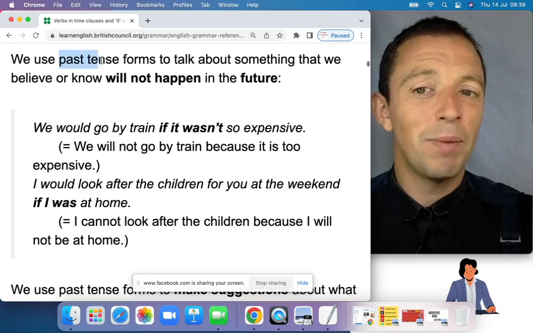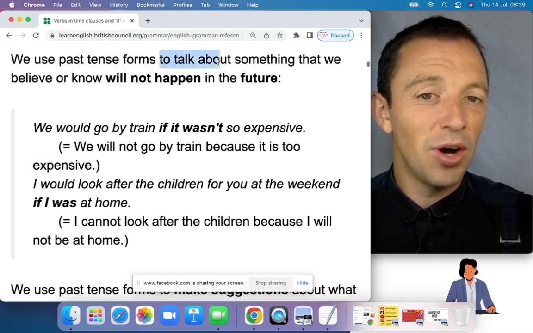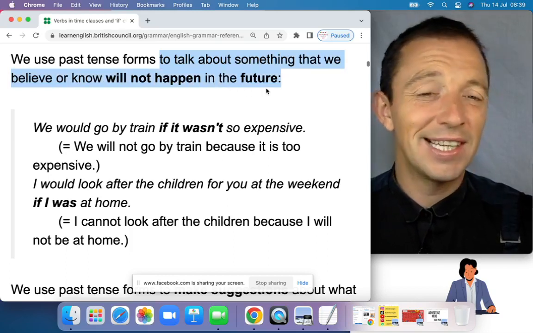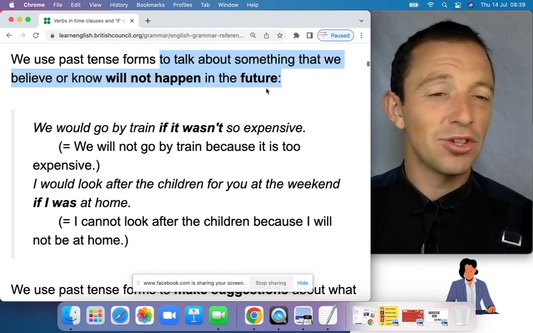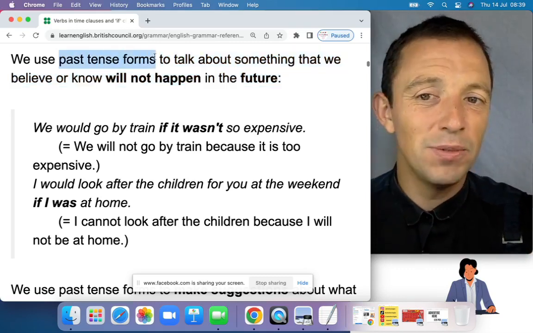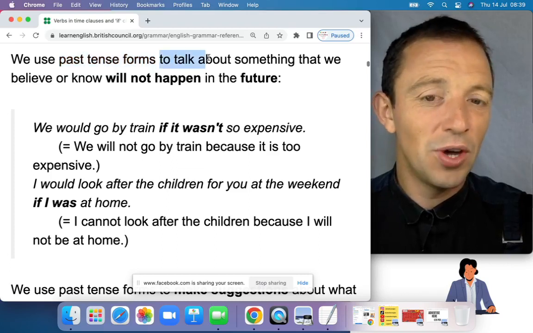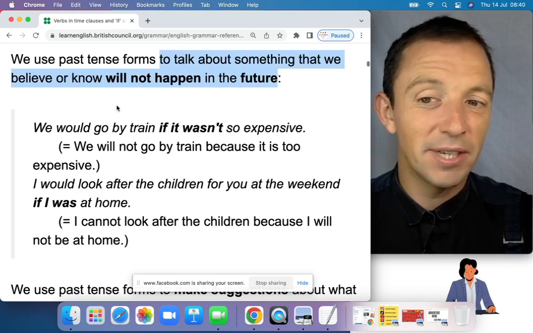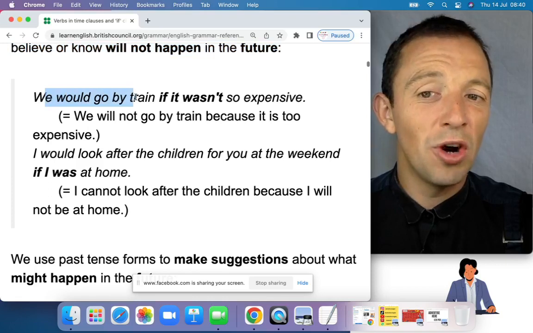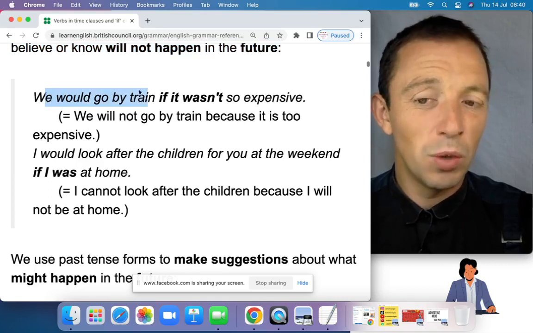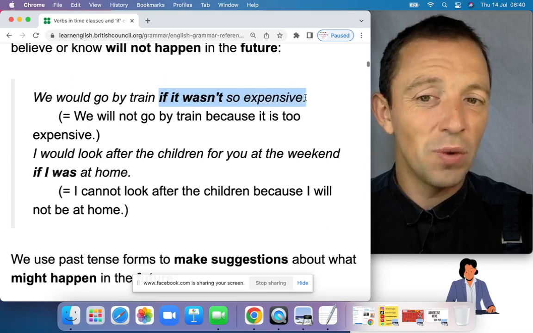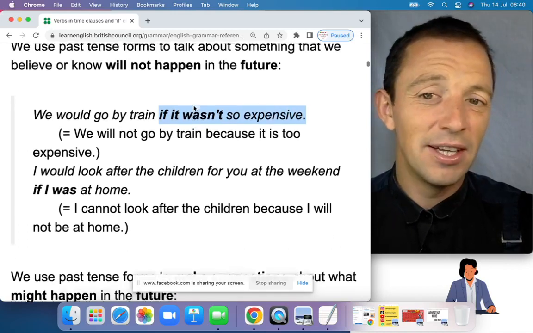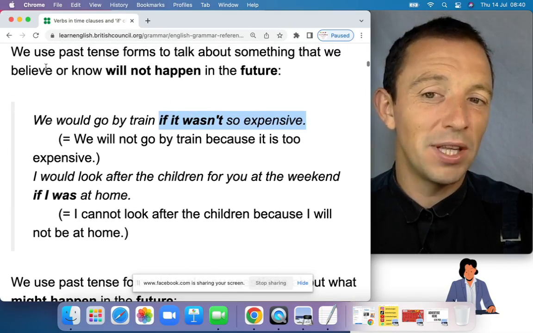Okay, next, we use past tense forms to talk about something that we believe or know will not happen in the future. So this is an extra lesson, an extra comment. For example, we would go by train hypothetically. We would go by train if it wasn't so expensive. And again, this is the past simple. It's the conditional clause because it's a hypothetical and it will not happen. We believe it will not happen.